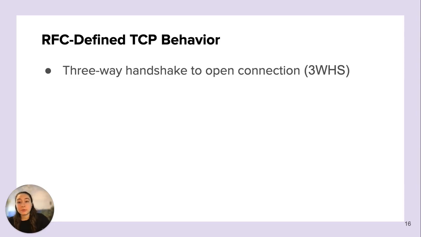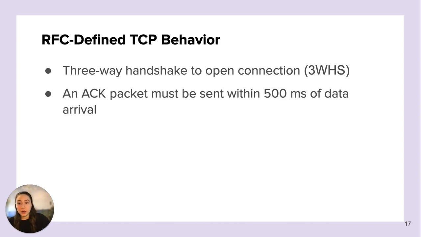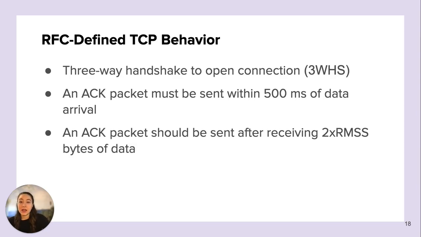The first requirement we look at is the opening connection with a three-way handshake. And then the next two requirements we look at are both requirements of acknowledgement packets. The first is that an acknowledgement packet has to be sent back within 500 milliseconds of receiving data. And then the second is that the acknowledgement packet should be sent back after receiving 2 times RMSS bytes of data, where RMSS is just the maximum segment size specified by the TCP receiving endpoint.